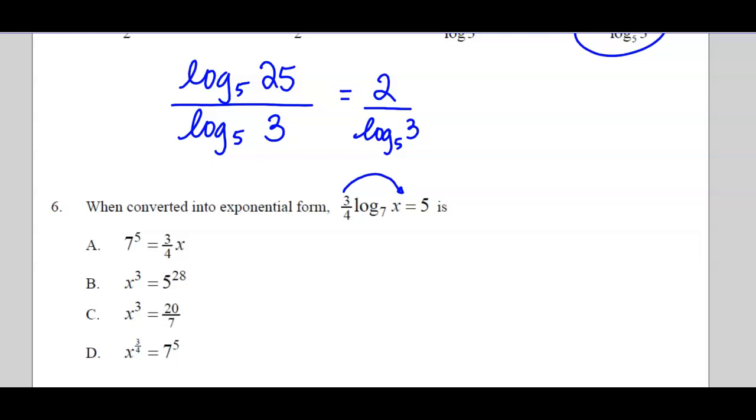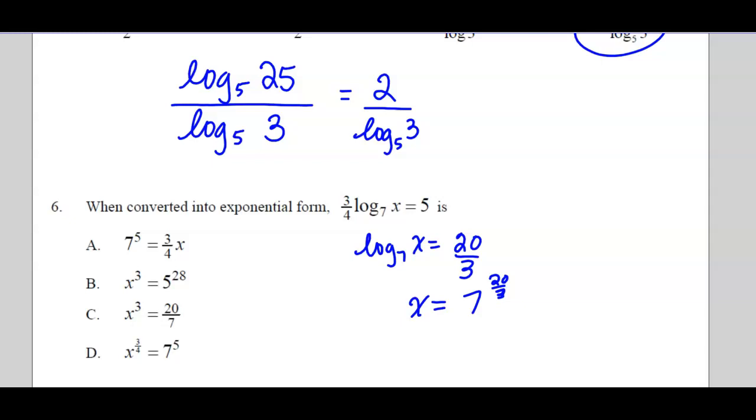If I were to divide this by 3/4, let's do it. So that would end up being 20/3, when I multiply both sides by 4/3. Then I would have x equals 7 to the 20/3. Sorry, yeah, 20/3. Well, I don't have that there, right? So again, you can go through and evaluate, but none of those are in the form x equals. So that was when I got rid of the 3/4.